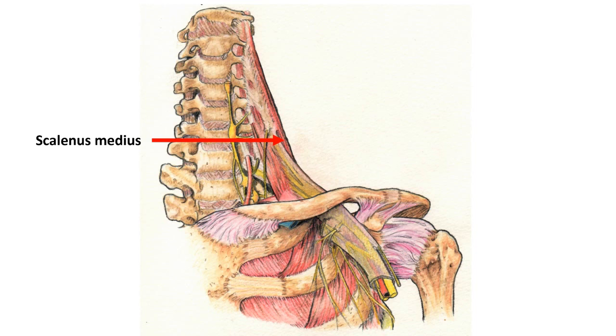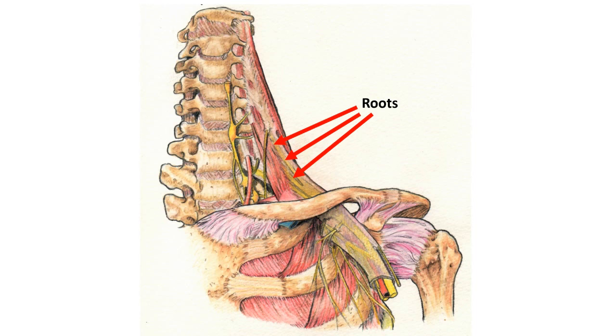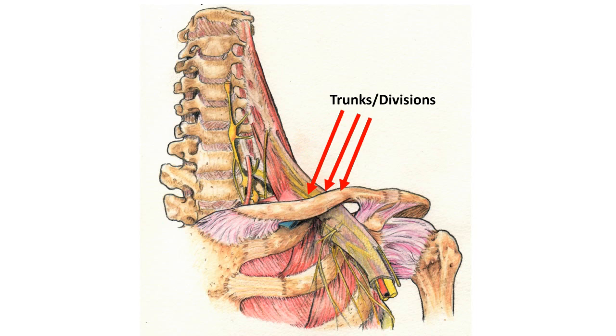The roots of the plexus arise between scalenus anterior and the scalenus medius muscle. Roots form trunks and divisions behind the clavicle and posterolateral to the subclavian artery as it passes over the first rib. Trunks and divisions then form cords around the axillary artery below the clavicle. The cords divide into terminal branches in the axilla.